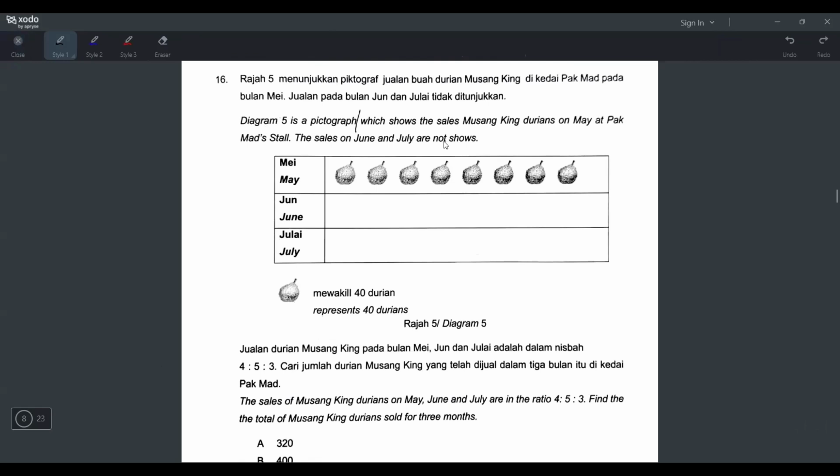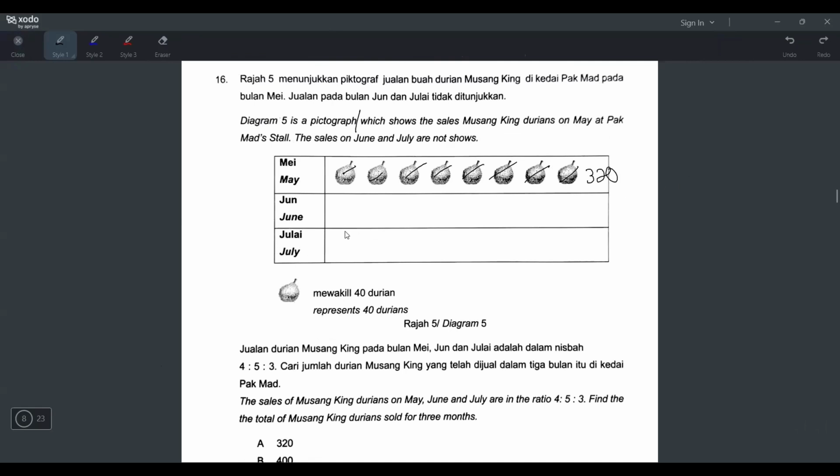16. Diagram 5 is a pictograph which shows the sales of Musang King durians in May at Pak Mat's stall. The sales in June and July are not shown. So one durian represents 40. So 1, 2, 3, 4, 5, 6, 7, 8. 8 times 40 gives you 320 durians. So in May, he already sold 320 durians.